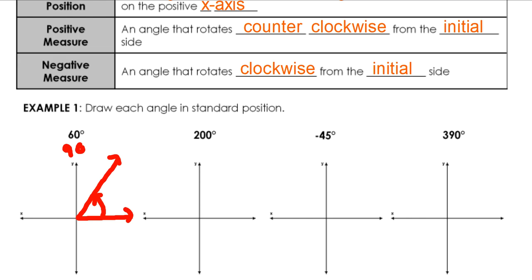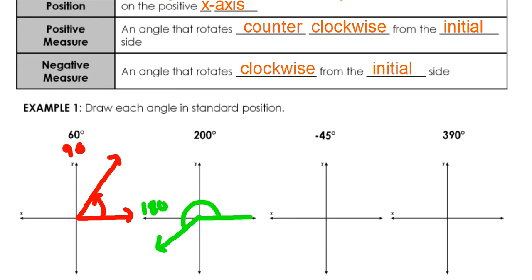The next one is a 200-degree angle. So 200 degrees, again, starts here. It's going in the positive direction. I know that over here, halfway is 180. So 200 is just going to be past that a little ways, about 20 degrees. So something like that.